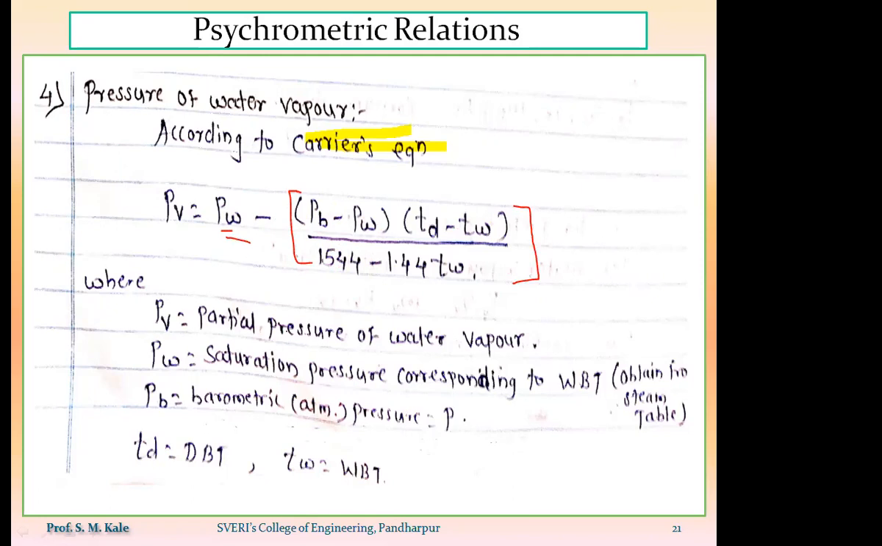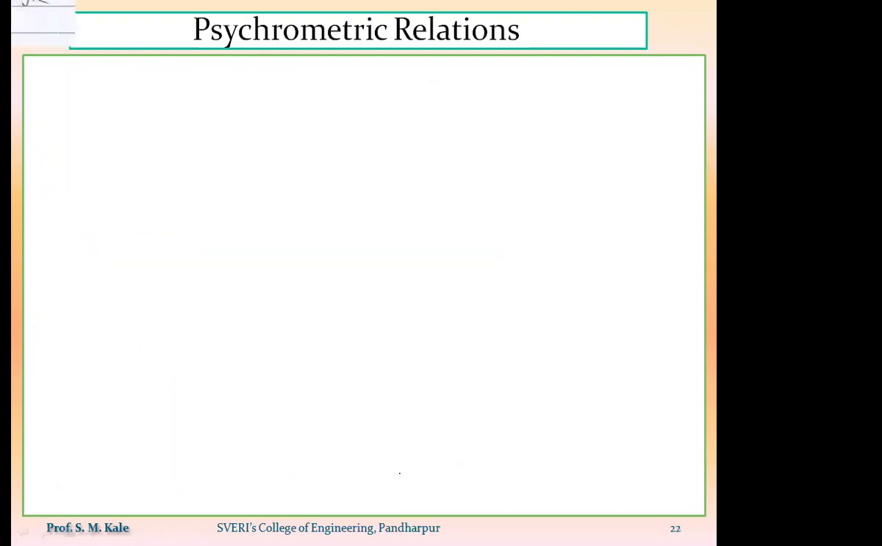So PV is nothing but partial pressure of water vapor in the moist air. PW is nothing but saturation pressure corresponding to wet bulb temperature, that is obtained from the steam table. Then PB is nothing but barometric or atmospheric pressure. TD is indicating dry bulb temperature. TW is indicating wet bulb temperature.